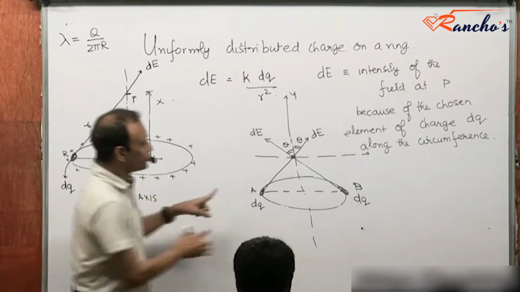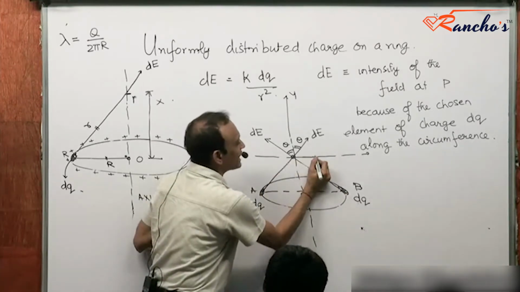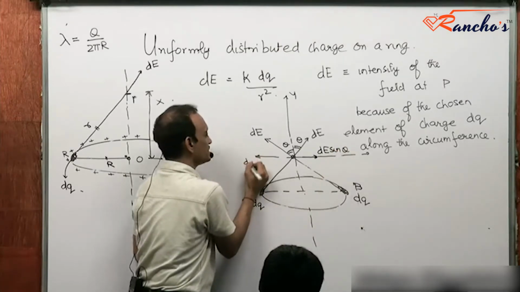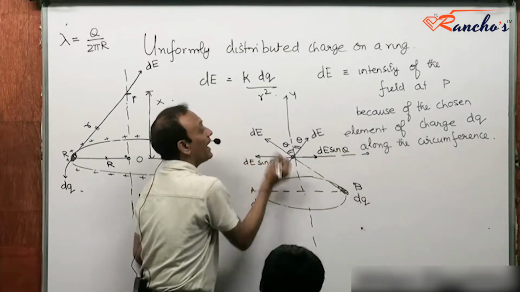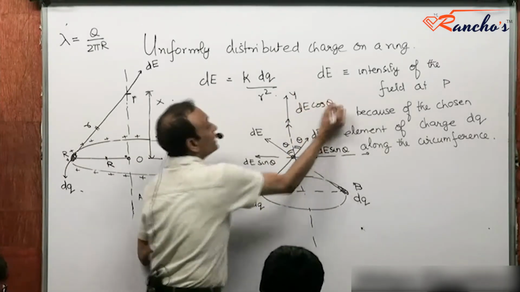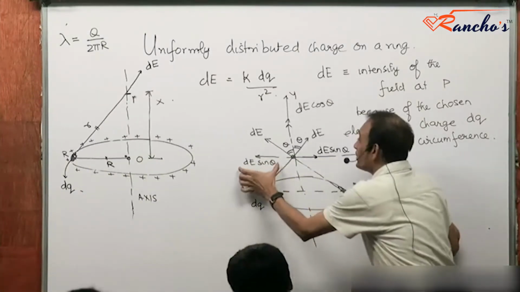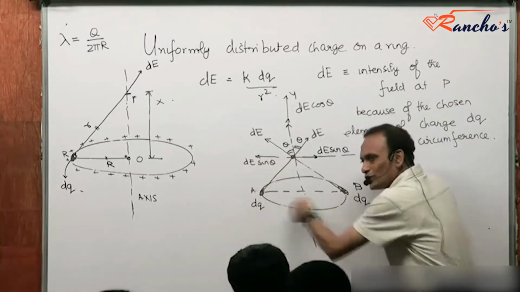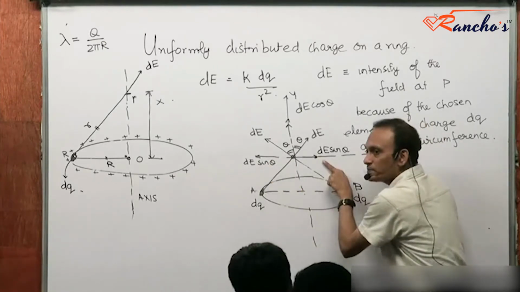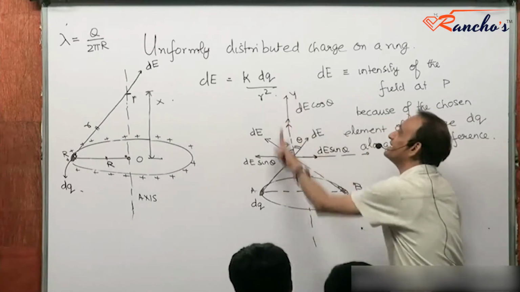Now, do you realize for any pair of diametrically opposite points, the dE sine thetas will get cancelled, and dE cos thetas will get added up. That means no component of the electric field will exist parallel to the plane of the ring, because for diametrically opposite ends, these components will cancel off in pairs. What you are left with is only the dE cos thetas.